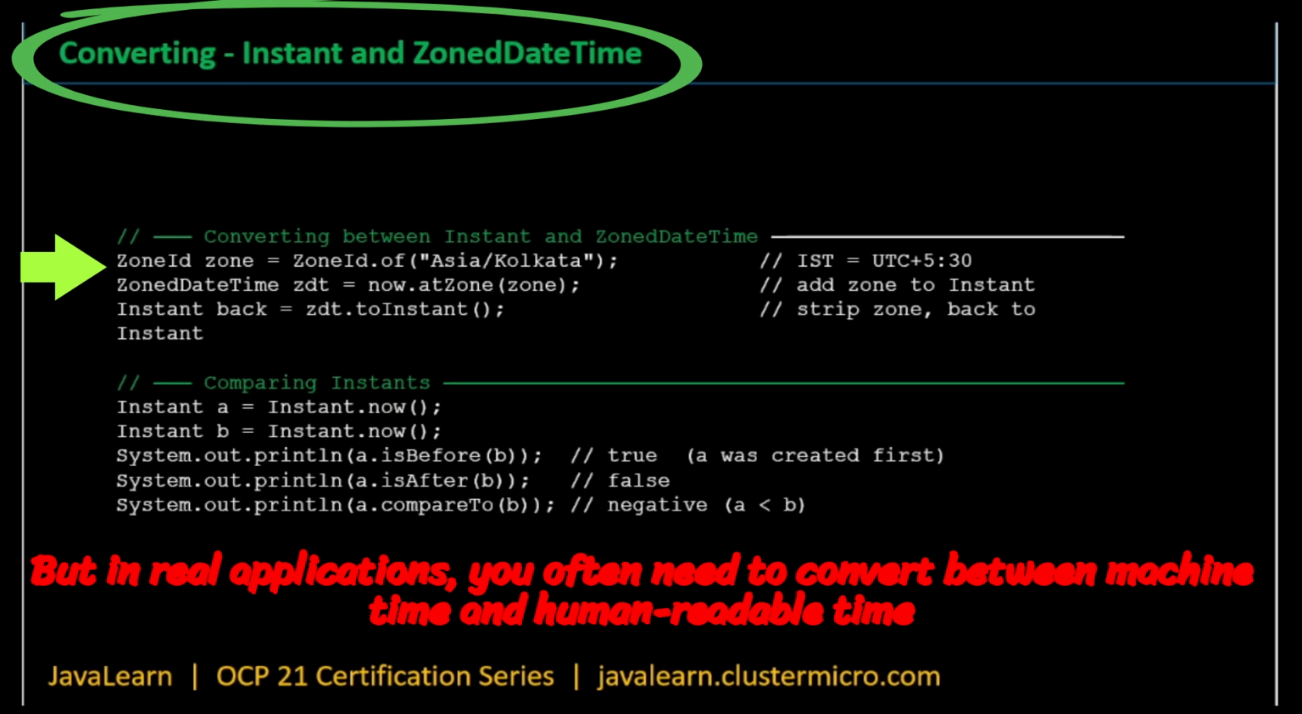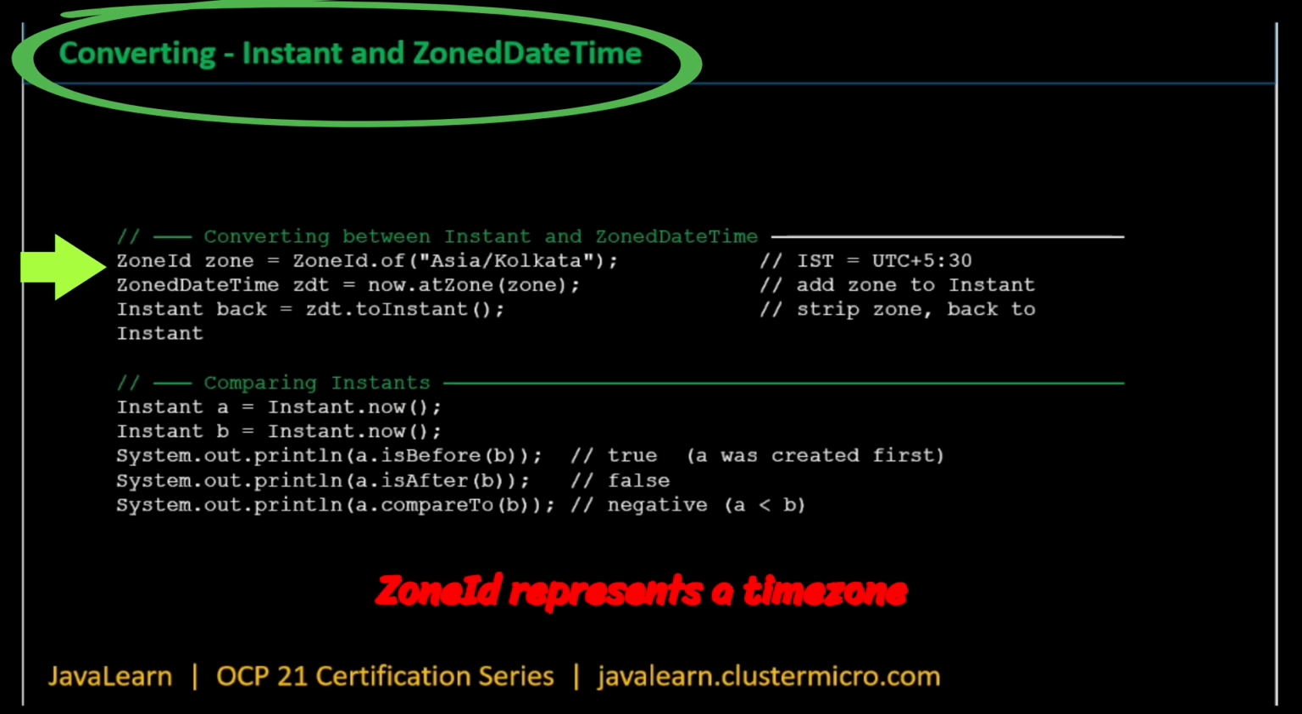Okay, so the first line says ZoneId zone = ZoneId.of("Asia/Kolkata"). So ZoneId represents a time zone. ZoneId.of takes a time zone name in the IANA format, the standard format used globally for time zone identifiers. So Asia/Kolkata is Indian Standard Time, which is UTC plus 5 hours and 30 minutes. The format is always region/city. Common ones that appear on the exam include America/New_York, Europe/London, Asia/Tokyo, Asia/Kolkata. So you pass the full string exactly as shown, case sensitive, with the slash.